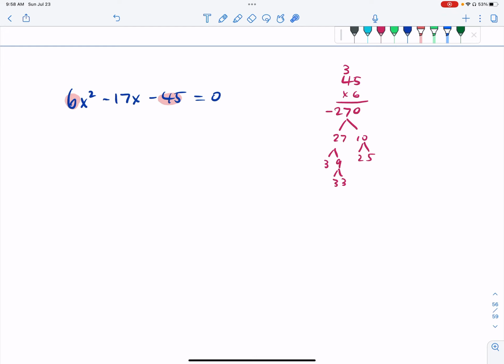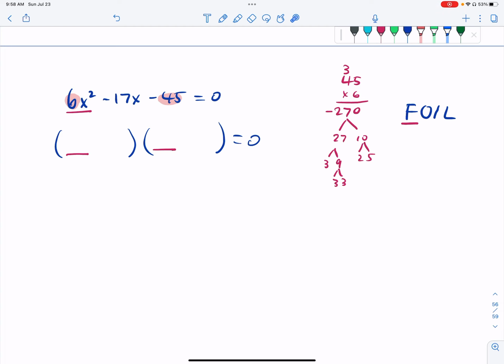Okay, however, I think it's faster and easier if we are just straight foiling backwards. In other words, I'm going to go straight to my answer, understanding that when I FOIL this out, the two first terms are supposed to multiply up to 6x squared. So I'm asking myself, what times what gives me 6x squared?